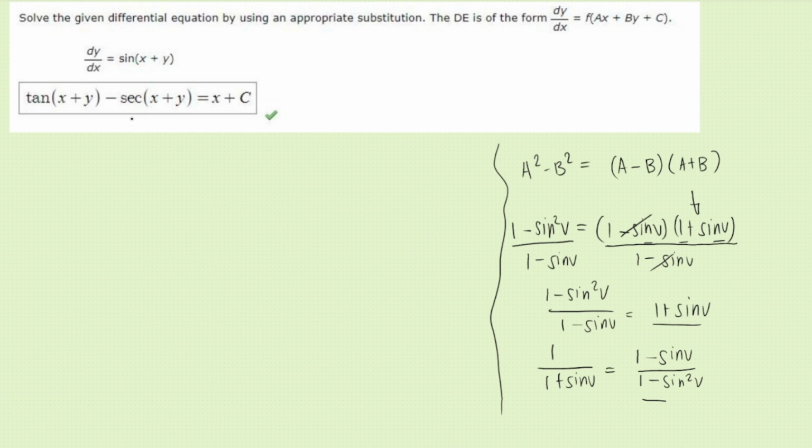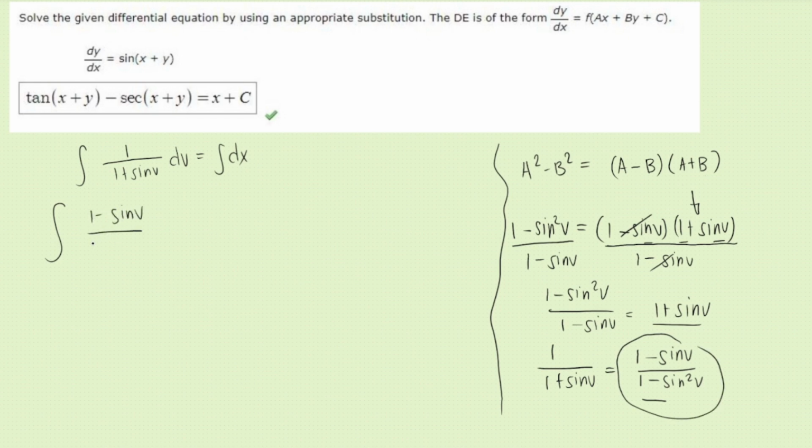Okay. So remember, our integral was 1 over 1 plus sine v dv is equal to the integral of dx. Okay, so let's go plug this in here. This one here, 1 minus sine of v over 1 minus sine squared v dv is equal to the integral of dx. Now remember our trigonometric identity, which is sine squared v plus cosine squared v is equal to 1. This is the most basic Pythagorean identity.